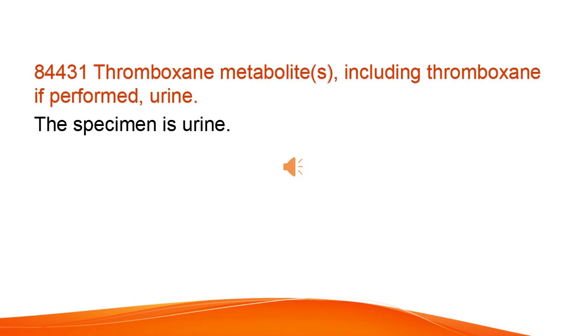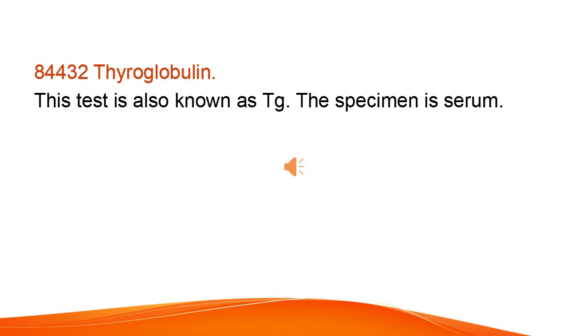Thromboxane metabolite, S, including thromboxane if performed, urine. The specimen is urine. Thyroglobulin. This test is also known as TG. The specimen is serum.